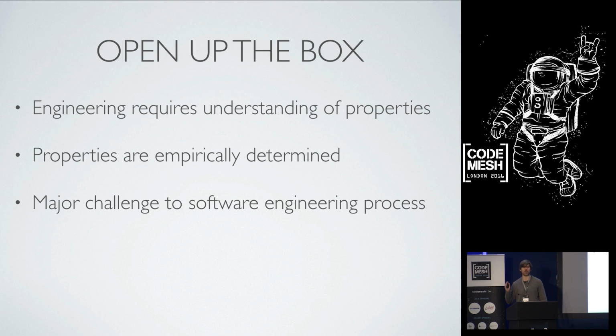Engineering requires understanding of properties. These properties are empirically determined. It's the same thing for structural engineering, right? You've got to know the properties of steel, the properties of concrete, the properties of these basic materials if you want to do something with them. And I'd say this is actually a major challenge to the software engineering process, because this is not how we're used to working.